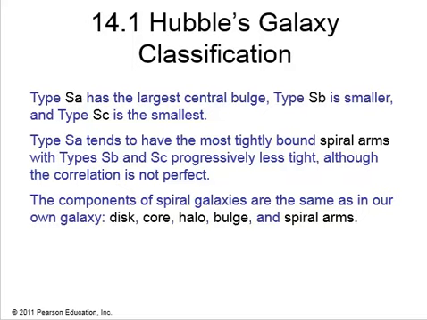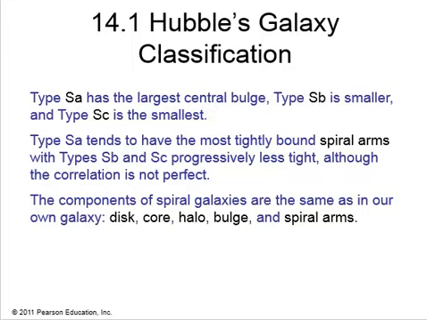S, of course, stands for spiral, and the ABC designation talks about the size of the central bulge in the galaxy. So SA has the largest central bulge, SB is smaller, and SC is the smallest. Of course, there are ranges of sizes that astronomers use, but we're not going to go over that in class. It's beyond the scope of our introduction.